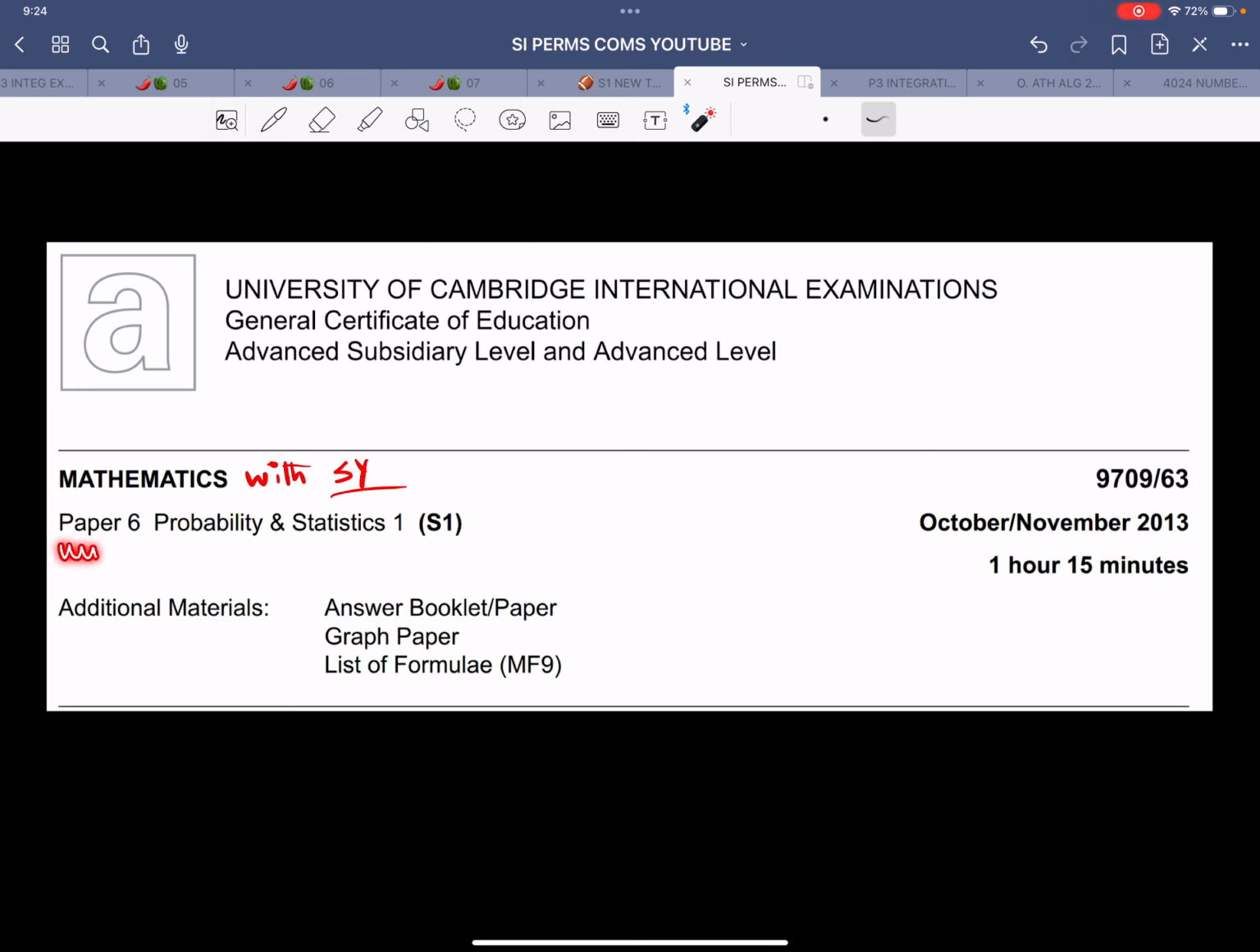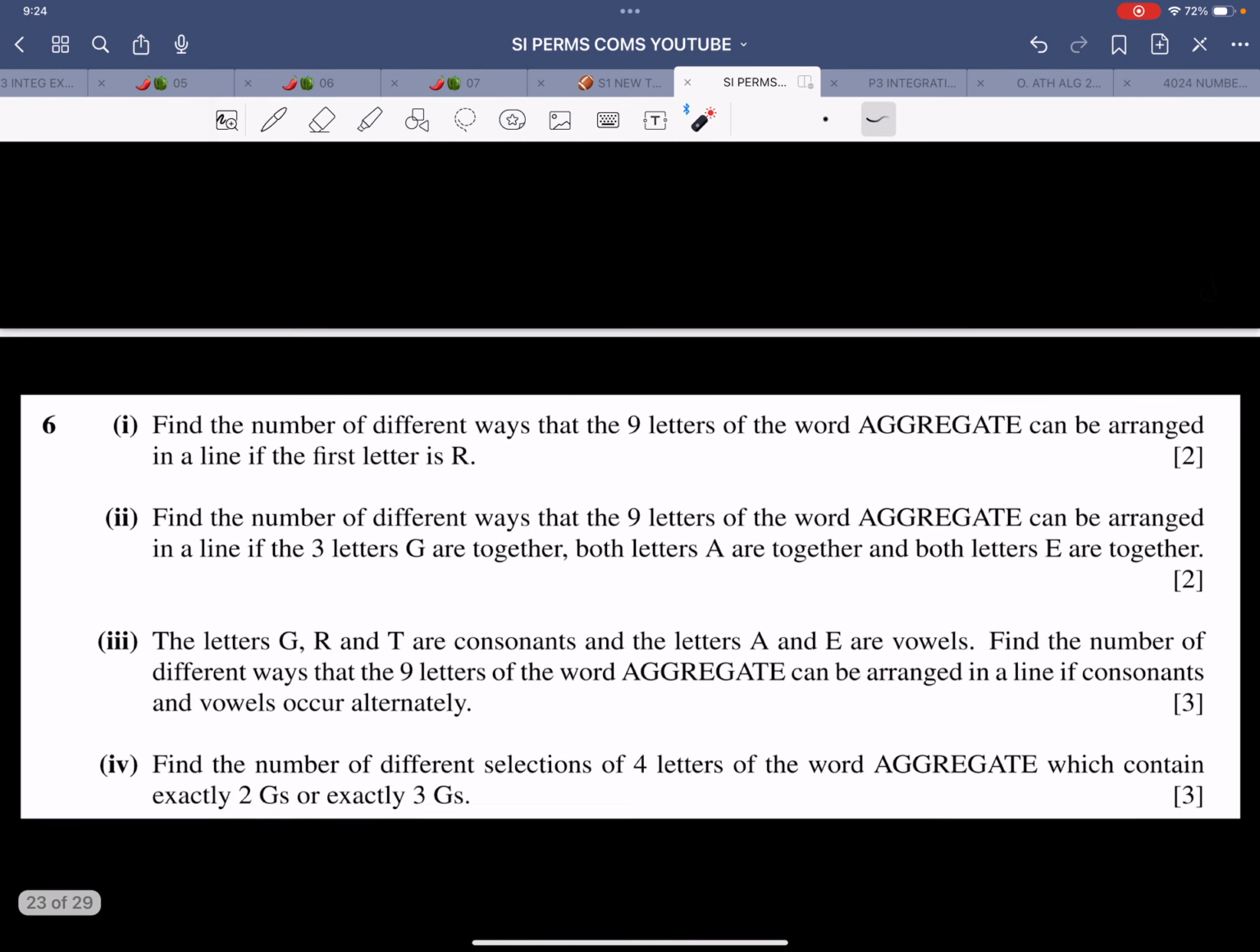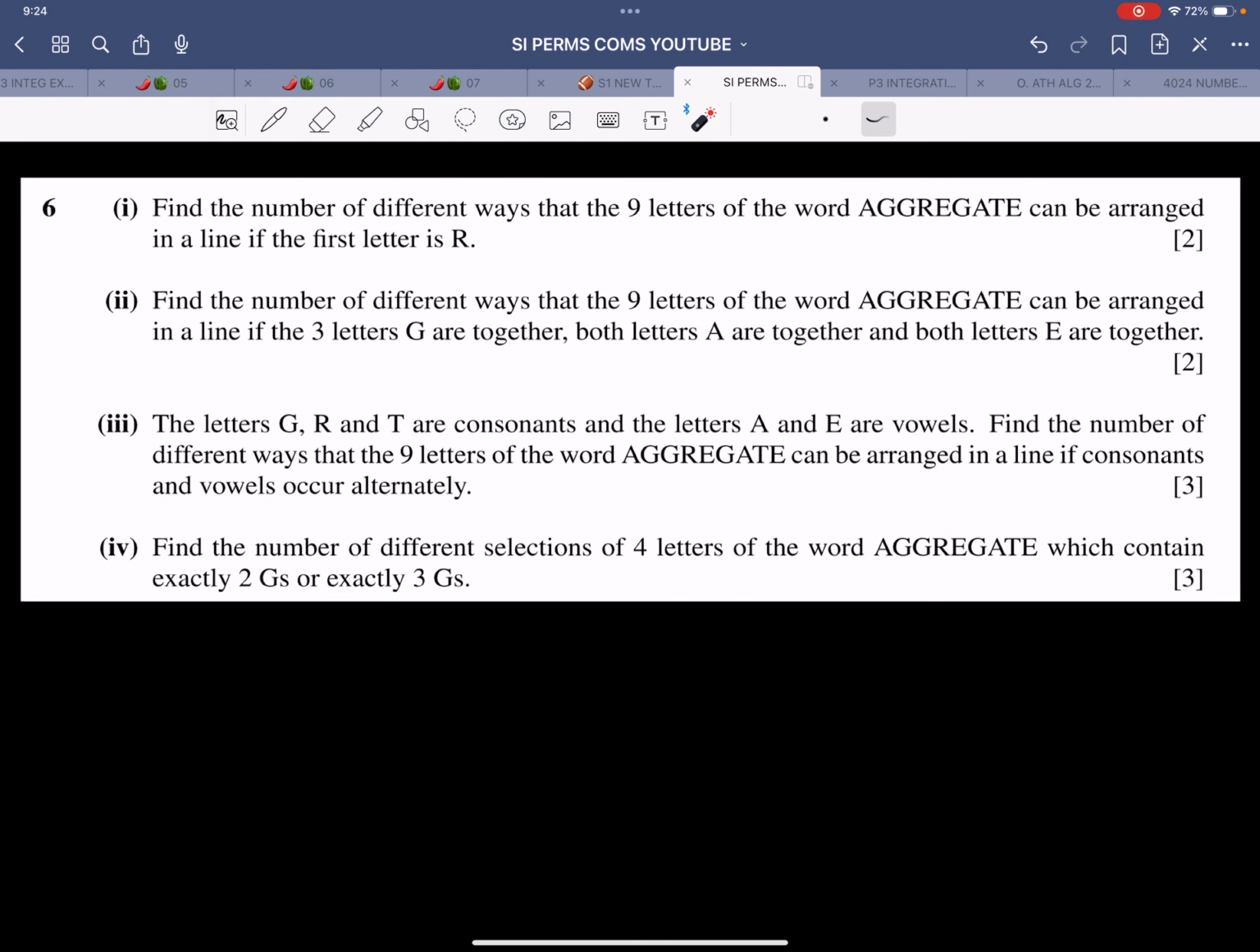We are going to solve a question of paper 6 popularly known as S1. This is from October-November 2013 variant 63. The question is about permutation combination and it is considered one of the toughest questions. The first part, find the number of different ways that 9 letters of the word aggregate can be arranged.